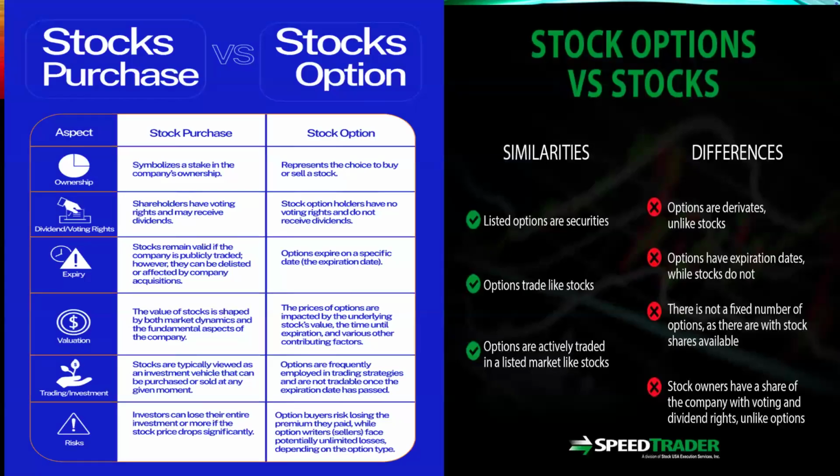Now let's go over the difference between stock purchase and stock option. Ownership: a stock purchase symbolizes a stake in the company. A stock option represents the choice to buy or sell the stock. Dividend: we told you earlier, with options you have no voting rights.